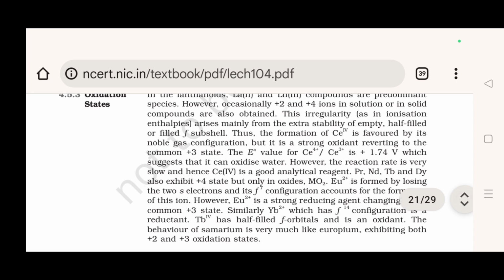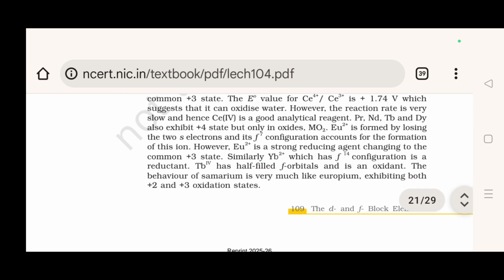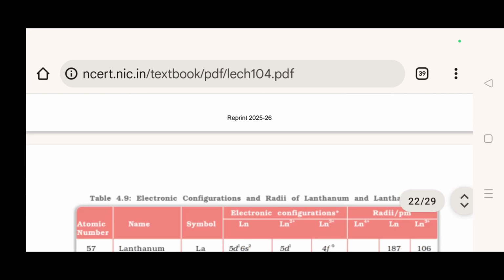Pr, Nd, Tb and Dy also exhibit the +4 state, but only in oxides, MO2. Eu2+ is formed by losing the 6s electrons in its f7 configuration, which accounts for the formation of this ion. However, Eu2+ is a strong reducing agent, changing to the common +3 state. Similarly, Yb2+, which has f14 configuration, is a reductant.